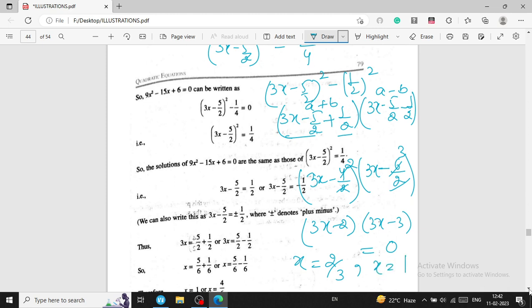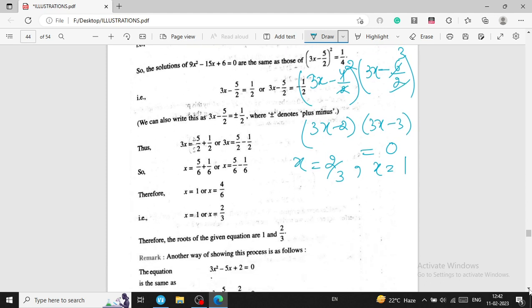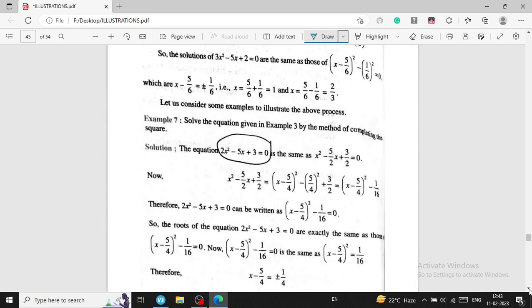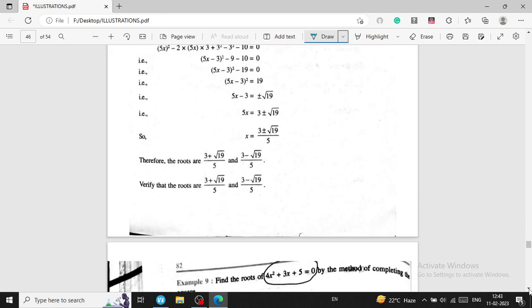Thus you can find the result. This is your final result, but this method is a long method. So if you understand this method, then you can try it. Otherwise you can use the normal factorization method. And next.